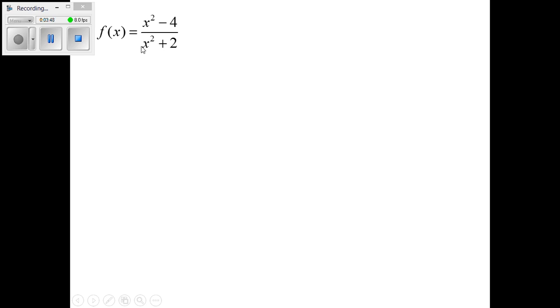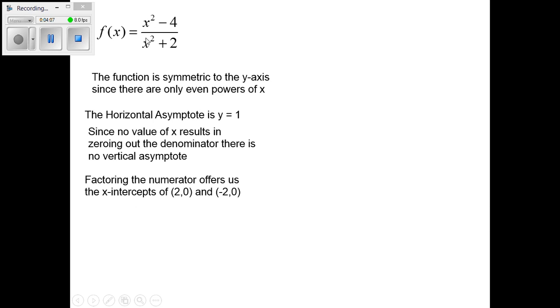There is a horizontal asymptote at y equals 1. Factored, this reveals that we have 2 and -2 as our x-intercepts. And we got our y-intercept at -2. Okay? We're stating the function is symmetric about the y-axis. That's very obvious because of all the powers being even. It doesn't know the difference between a positive and a negative, so therefore it's symmetric about the y-axis. As stated, the horizontal asymptote is y equals 1. As stated, there's no vertical asymptotes. When factored, we get the x-intercepts and we got the y-intercept.